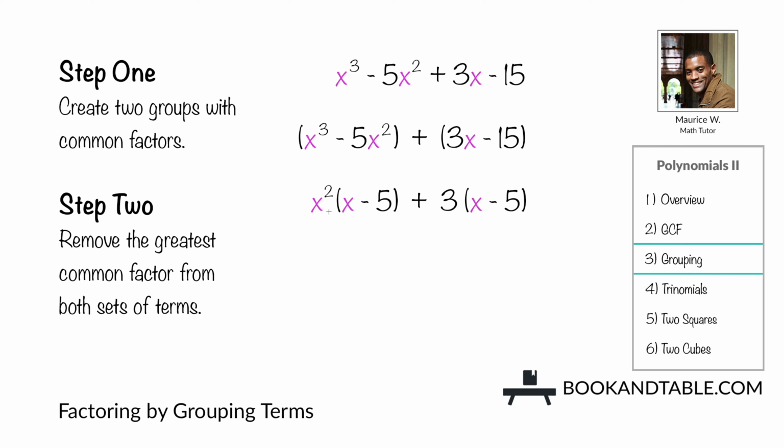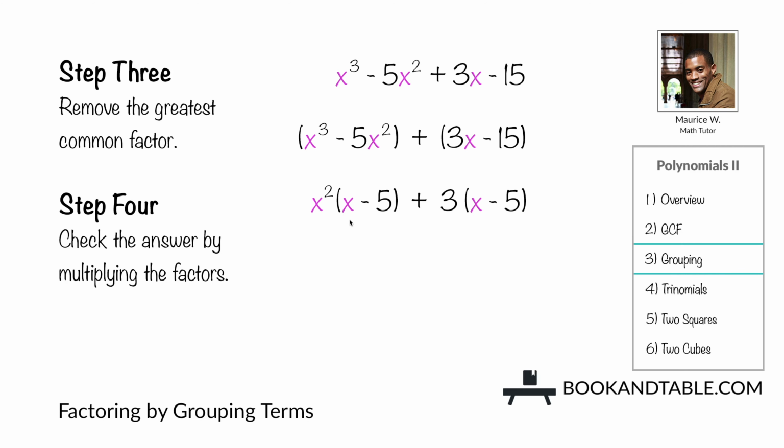Once we remove x squared, the second factor will be the result of dividing this term by x squared, which will give us x cubed divided by x squared, which is x, and negative 5x squared divided by x squared is negative 5. Same thing with this set of terms. Once you remove 3, we can figure out the next factor by dividing each term here by 3, giving us 3x divided by 3, which is x, and negative 15 divided by 3 is negative 5.